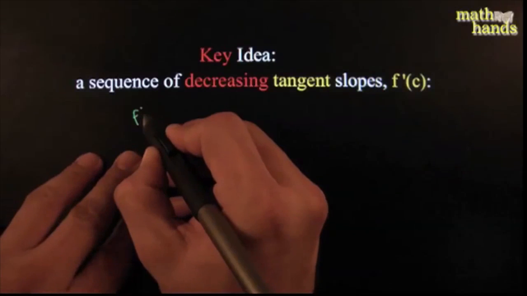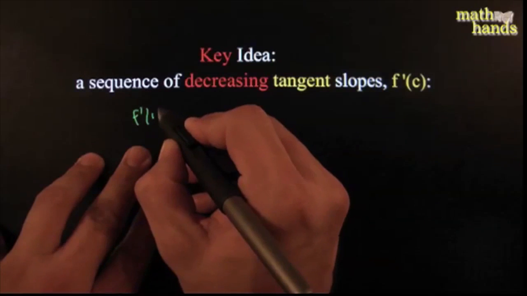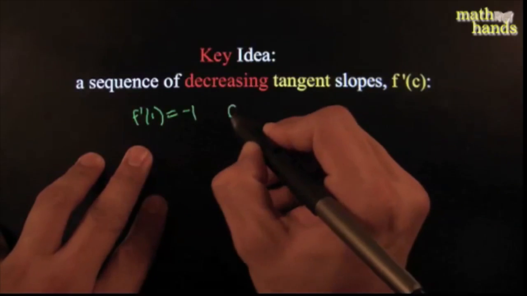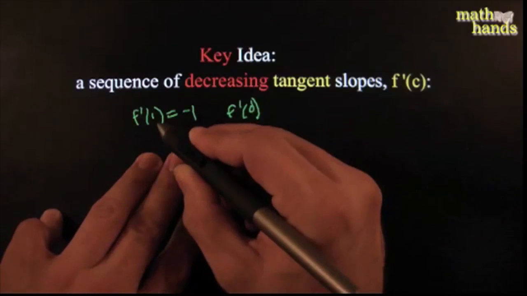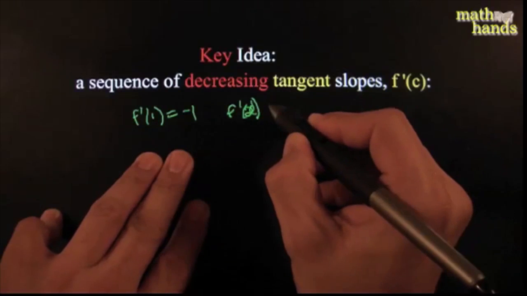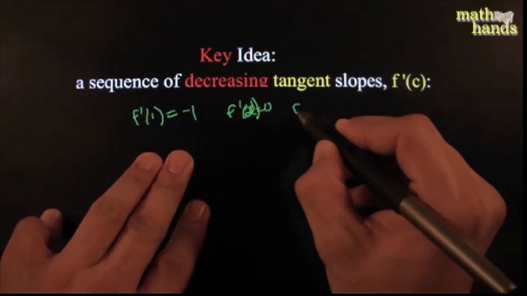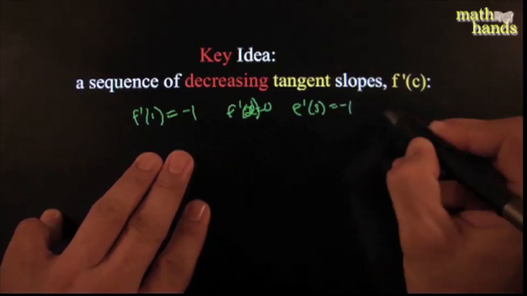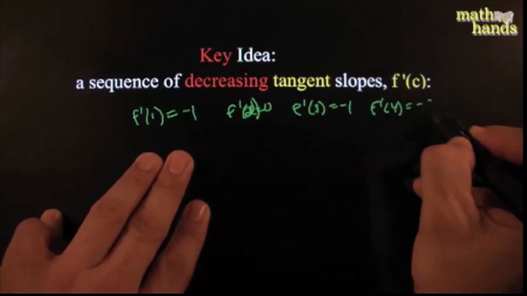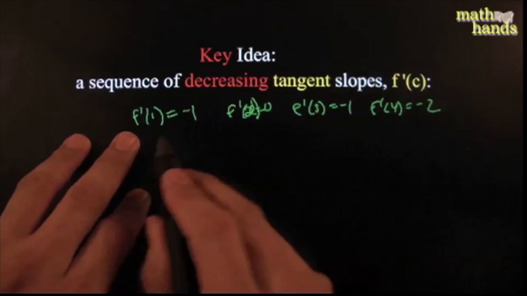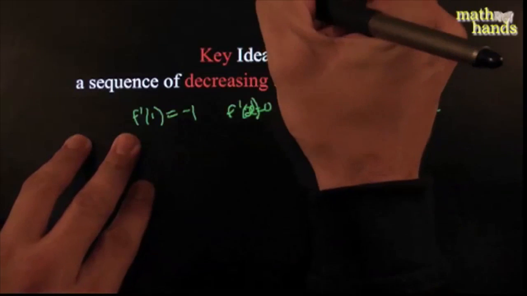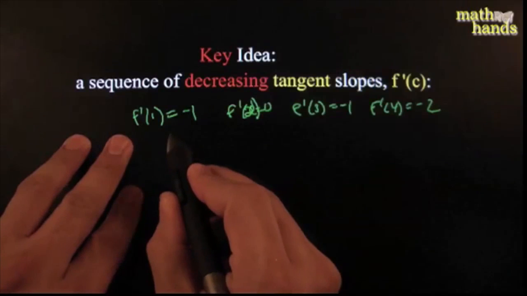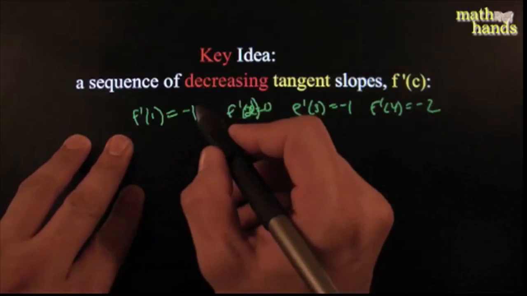Now if f prime of 1 is equal to -1, wait, f prime of 2 is equal to 0, f prime of 3 is equal to -1, f prime of 4 is equal to -2. Let's see what happens. If these are decreasing tangent slopes, let's draw it out. So this one would be equal to, whoa, I think I made a mistake.